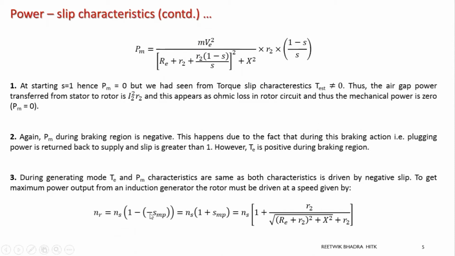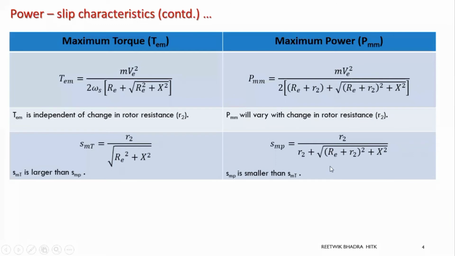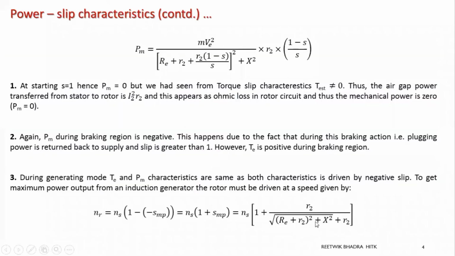Since during this region slip is negative, 1 minus of minus SMP, because we are finding out the maximum value of power, so S has to be replaced by SMP. So this one minus minus becomes plus SMP. SMP we had already derived, the equation is written over here.